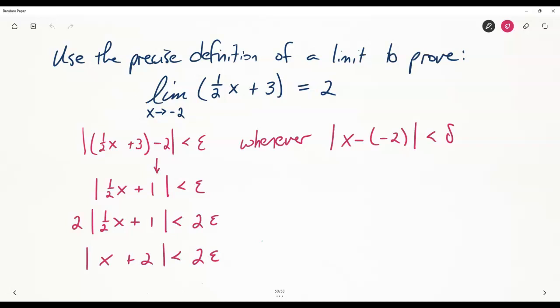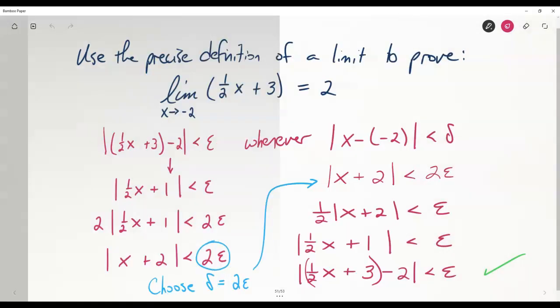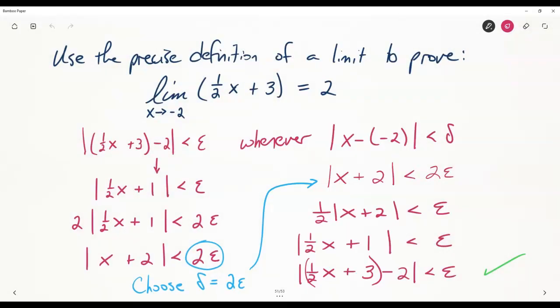Well, now we have this expression looking exactly like this. And this is just screaming now to say choose delta to be this 2 epsilon right here. So the first half of this problem is done. We have figured out what we should make delta equal to.